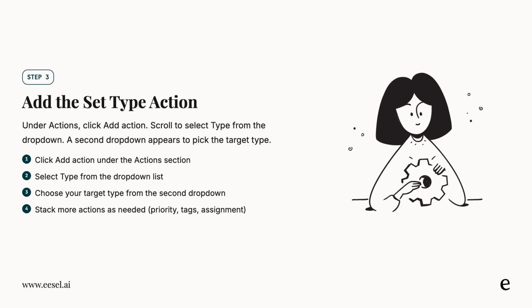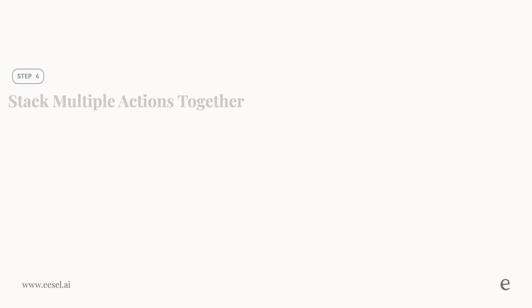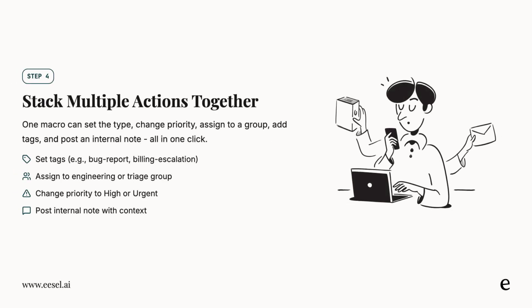You can stack this with other actions in the same macro: priority, group assignment, tags, internal notes, all in one click. This is where macros become genuinely powerful. A single escalation macro can set the type to problem, change priority to high, assign to the engineering triage group, add bug report tags for reporting, and post an internal note, all before the agent clicks submit.